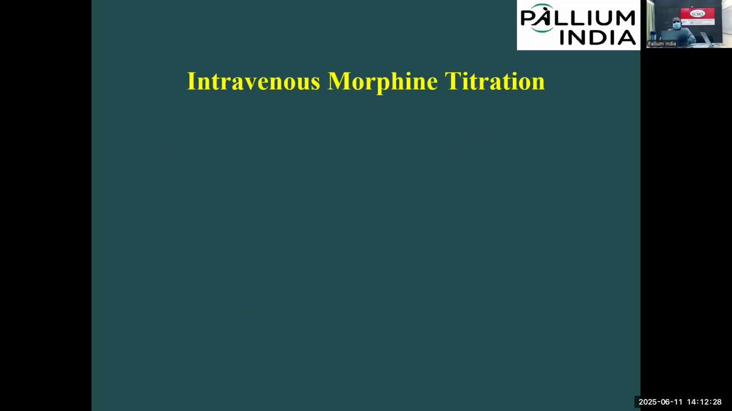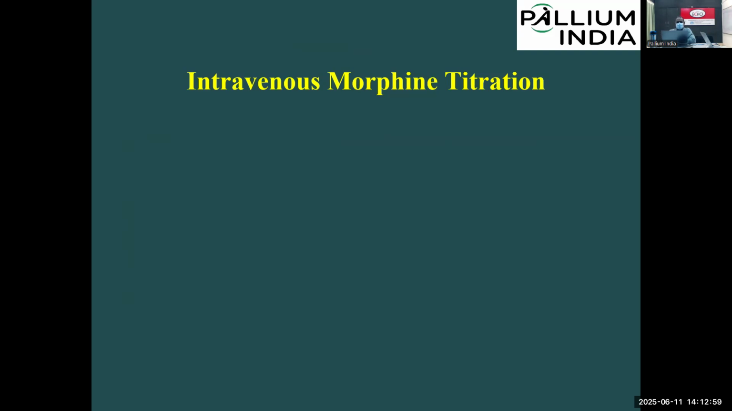Suppose we are suffering from pain, how fast do we need pain relief? Immediately, isn't it? So for this patient also, we have to give immediate pain relief. For that, we have to do something called intravenous morphine titration. You will give injectable morphine in titrated doses. This is known as intravenous morphine titration.